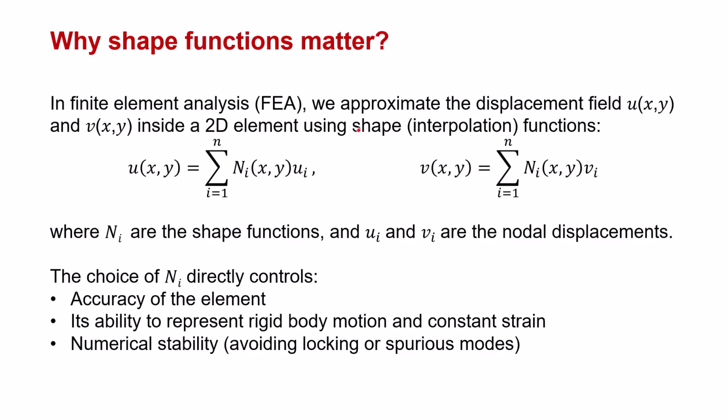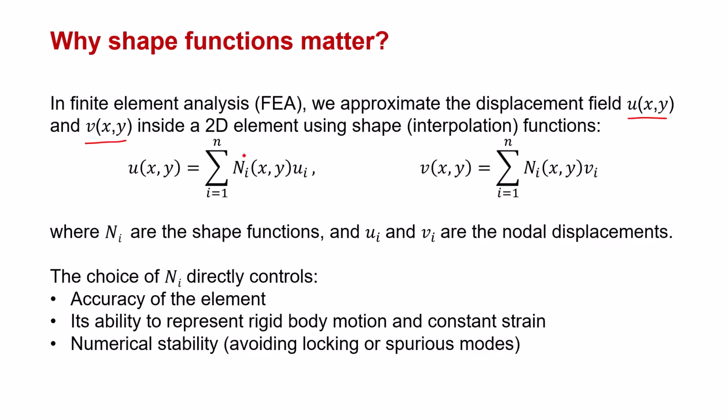In this video, we will focus on two-dimensional finite elements and use simple 2D examples to explain the key concepts clearly. Let's first remind ourselves why shape functions matter in finite element analysis. In FEA, we approximate the displacement field inside an element rather than knowing it exactly. For a two-dimensional element, the displacement components are u(x,y) and v(x,y), and they are expressed using shape or interpolation functions.